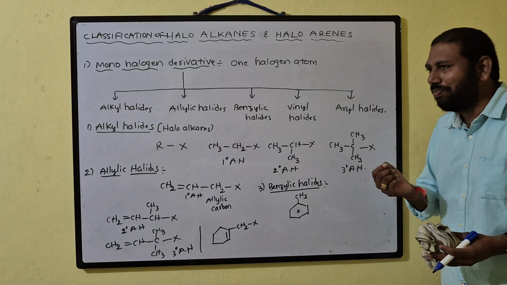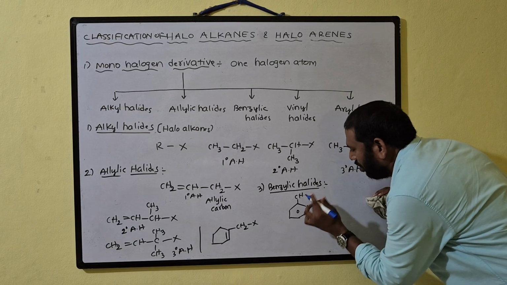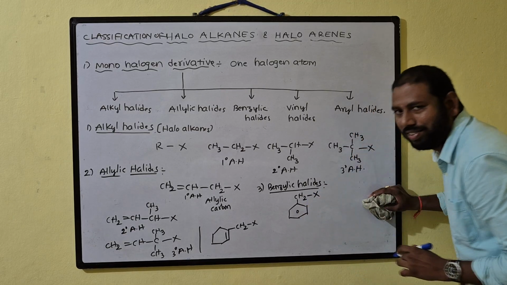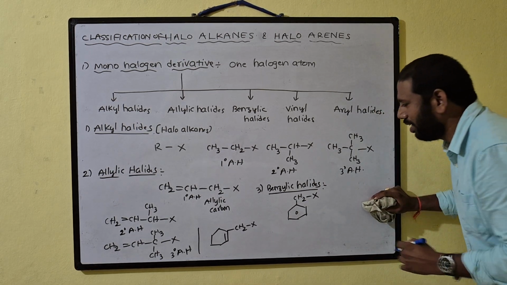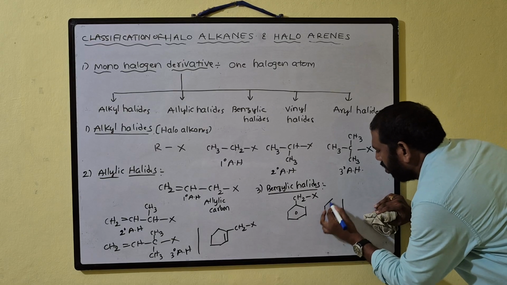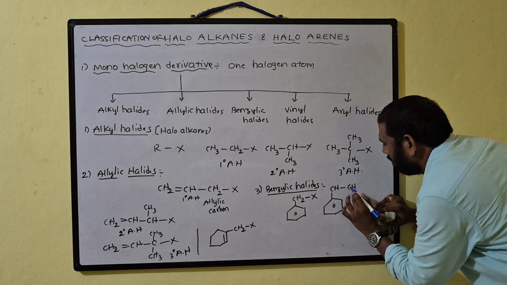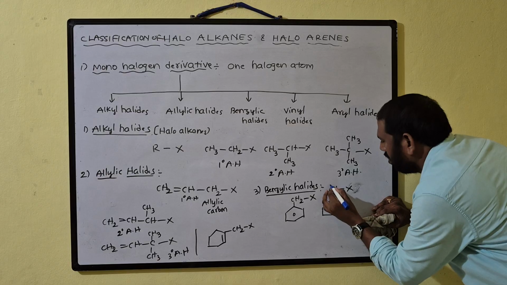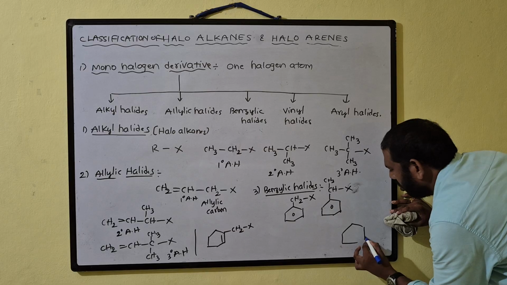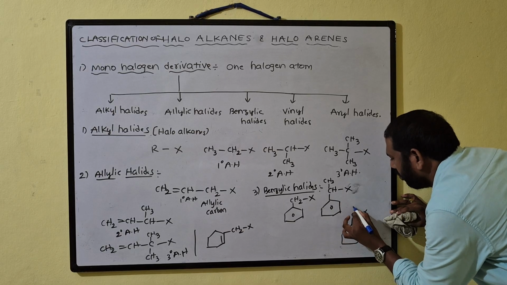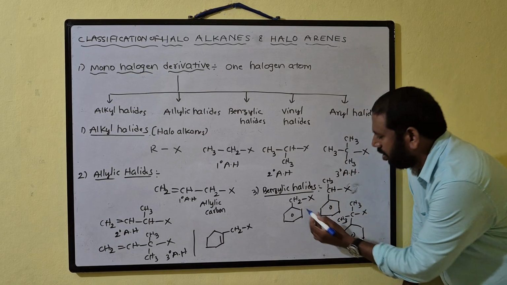So what is a benzylic halide? If the halogen is directly attached to a benzylic carbon, that is called a benzylic halide. Just remove one hydrogen and add a halogen. It is a benzylic halide. Again, these are classified into 1 degree, 2 degree, 3 degree benzylic halides. For example, CH2X, CHXCH3, CXCH3CH3 attached to the benzene ring. Right, so this is the benzylic carbon.